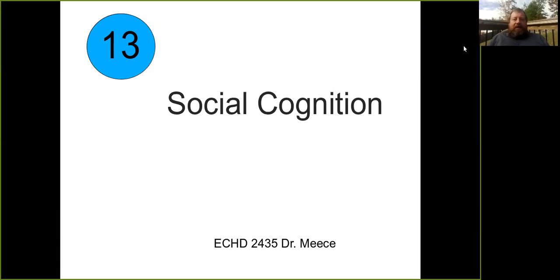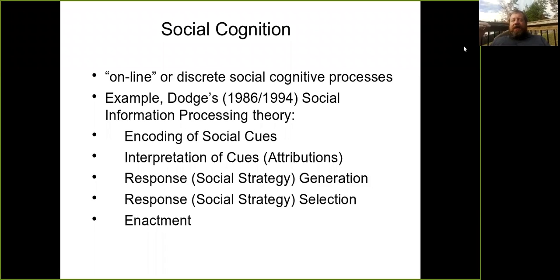So the topic is social cognition. And by social cognition, I mean the ways that children think about and understand, and in some ways even feel about or interpret their relationship with peers, the way that they understand the behaviors of others in social interactions and their own behaviors in social interactions. And there are different models of social cognition.